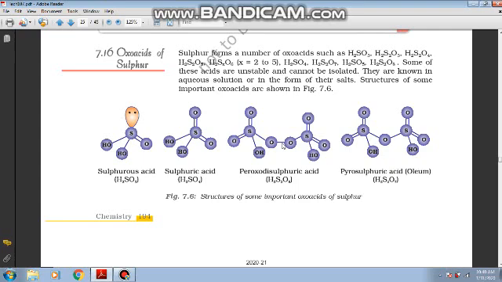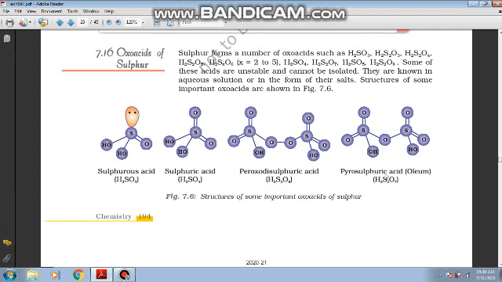And this molecular formula is H2S2O8. Therefore, this is the peroxide bond. Again, because this is an oxo acid, there is S double bond O here, S double bond O. So in all we have 4 of the S double bond O and 2 OH. Therefore the basicity is 2.